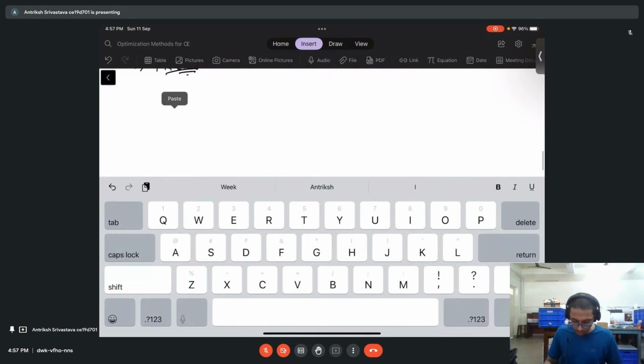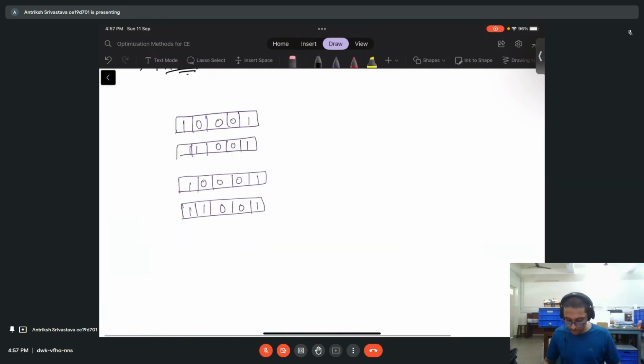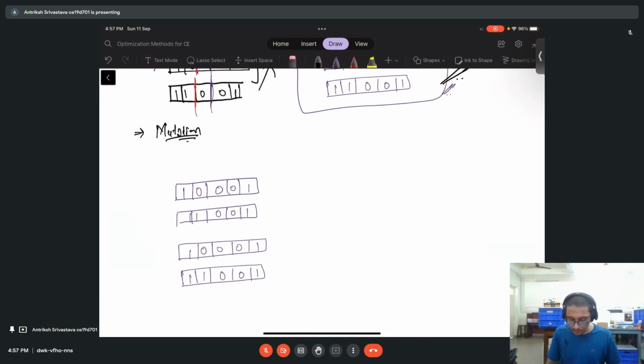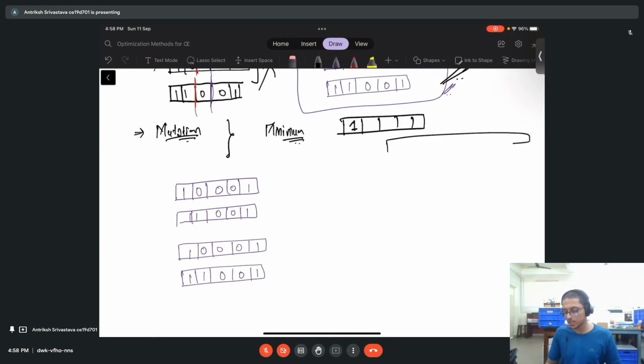No. Paste. Drop. So this is something, and one thing I mentioned earlier in the figure, that the mutation probability, we should keep the mutation to the minimum. So let's say we have an encoded string of five elements. At most, you should do the mutation of one element. But in case you have, let's say, 20-30 elements, then you can do the mutation of 2 to 3 bits.